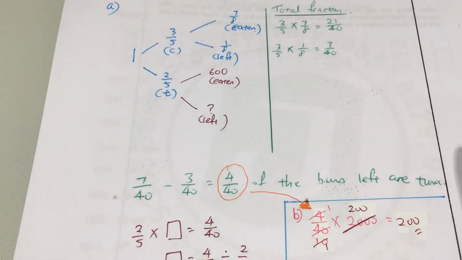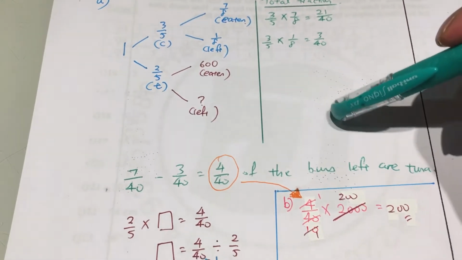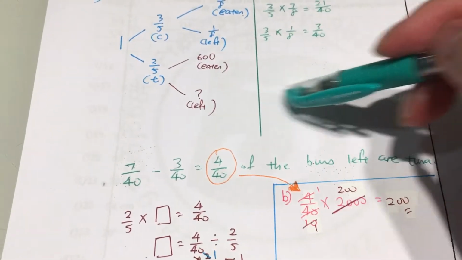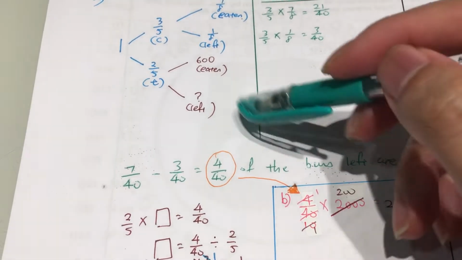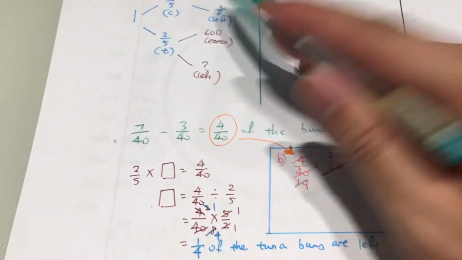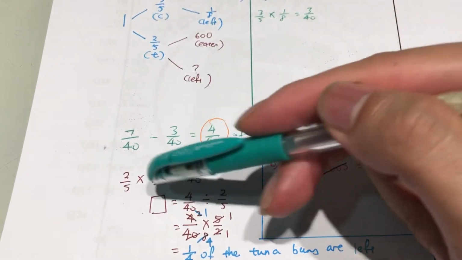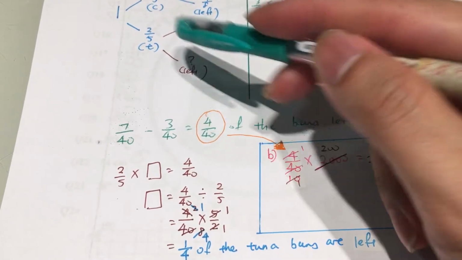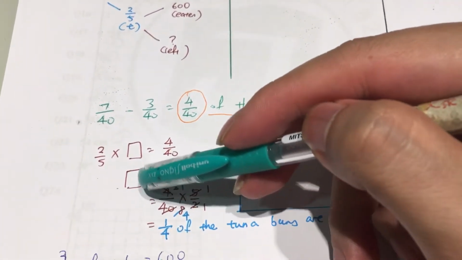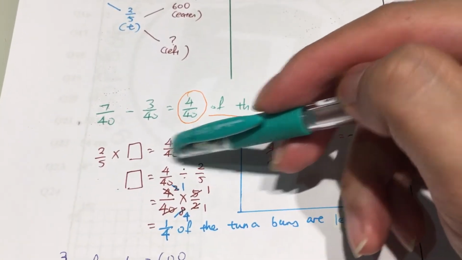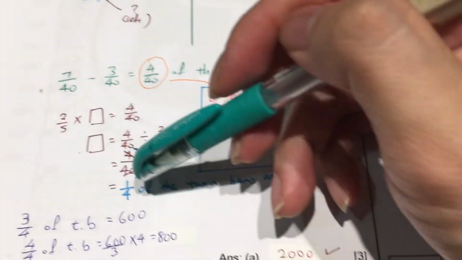Which means that this times a fraction will give you 4/40. So that's why you need to know how to manipulate using total fraction and fraction of fraction. This is the missing fraction. So this times this times this equals this, so this times this equals 4 out of 40. To find the missing part, it will be 4 out of 40 divided by 2/5. You use keep, change, flip, and you get 1 out of 4.